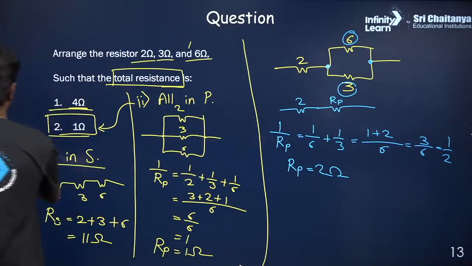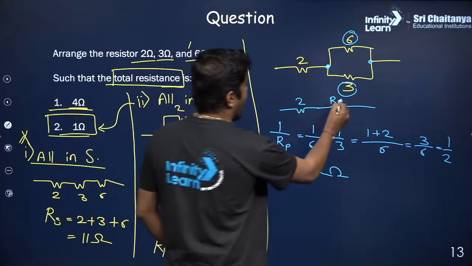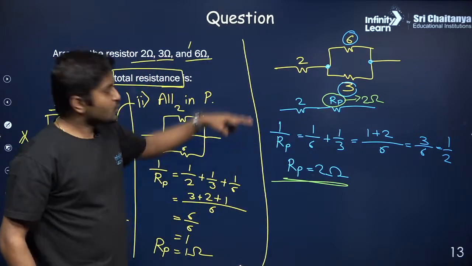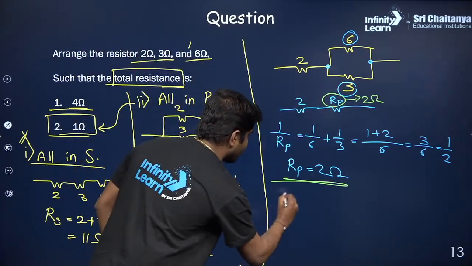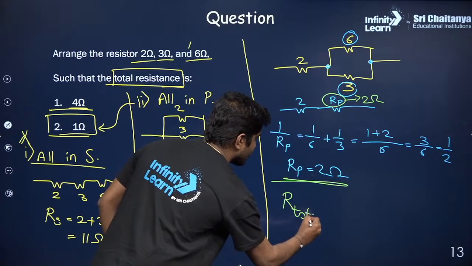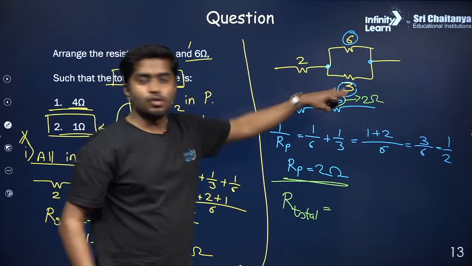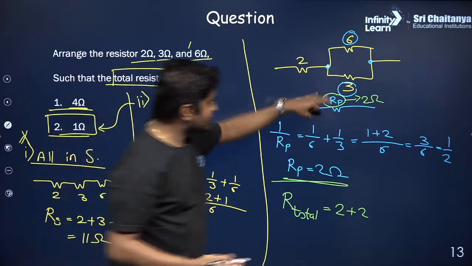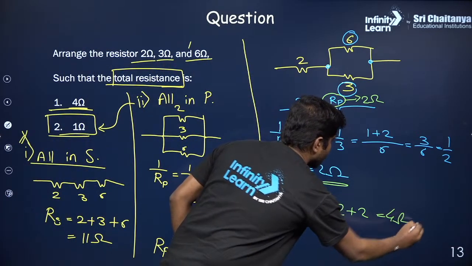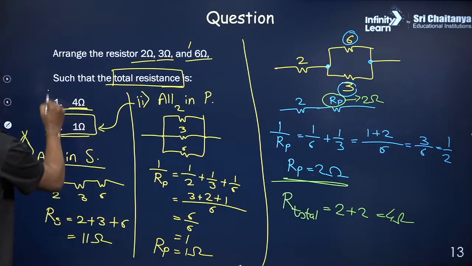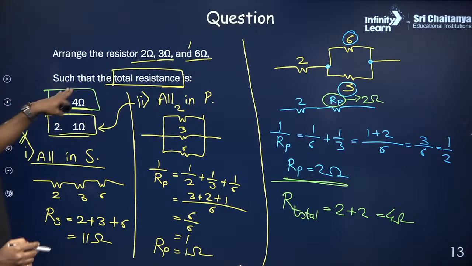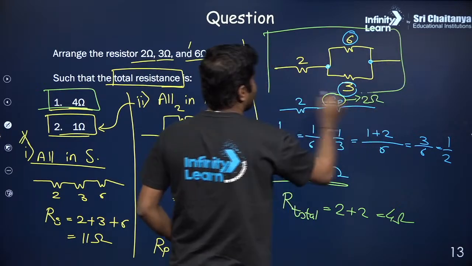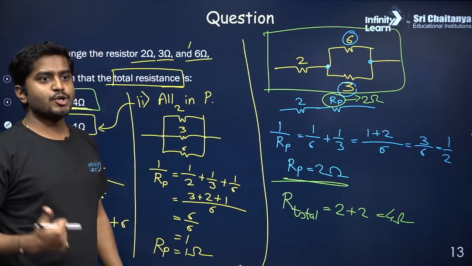Now let's go back. Here this Rp value is how much? 2 ohms. Just now we have calculated it. So what is the net resistance or the total resistance? Total resistance would be 2 plus 2. These two are again in series. If the resistances are in series, you just add. So it is 4 ohms. To get the total resistance as 4 ohms, we need to have this kind of arrangement of the resistances. Understood how to arrange them?